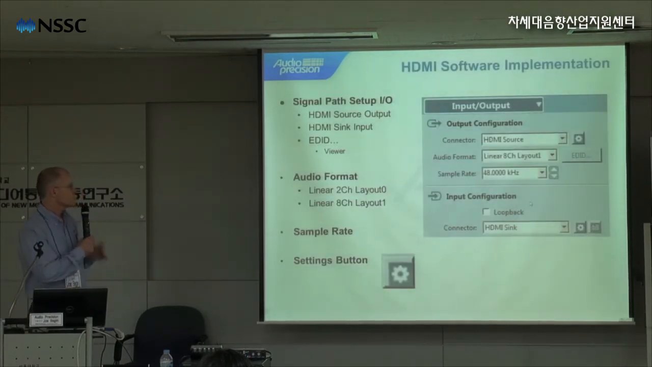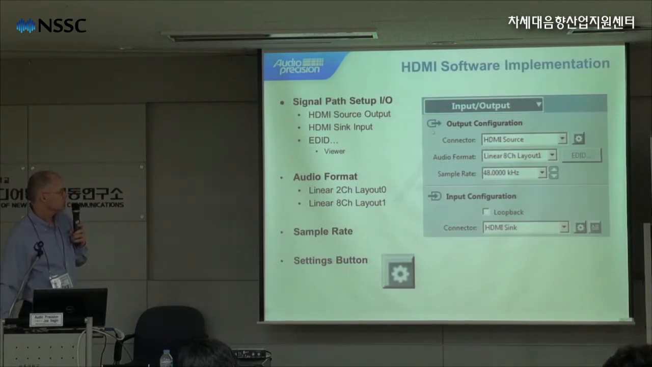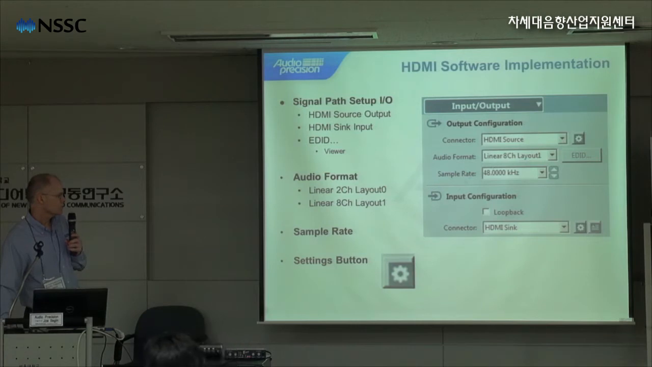So in our software implementation, you can choose the output and input connectors to be HDMI source output or HDMI sink input. You also have access to an EDID viewer. And then, of course, you can choose the audio format. So layout 0 is linear 2-channel PCM. Layout 1 is linear 8-channel PCM. You have access to the sample rate and some settings.